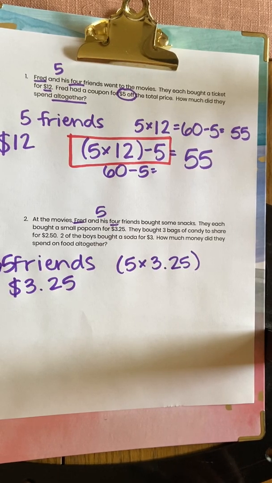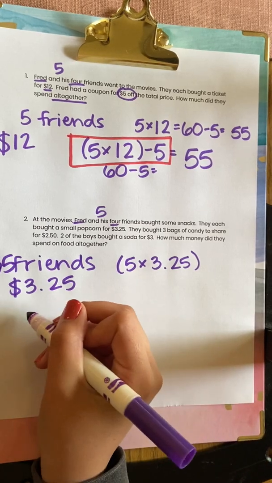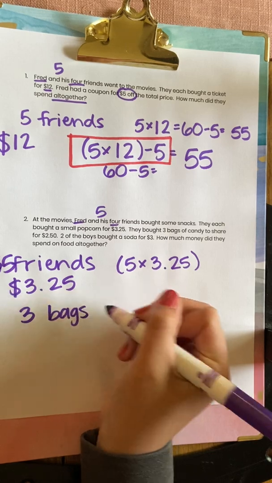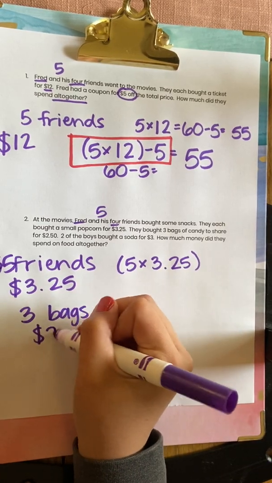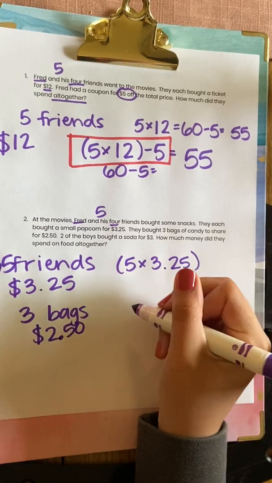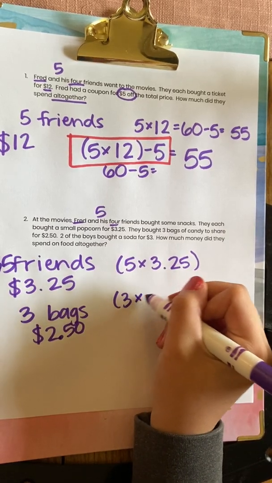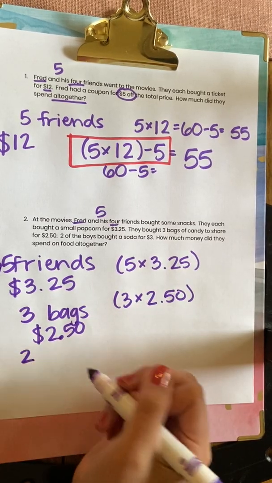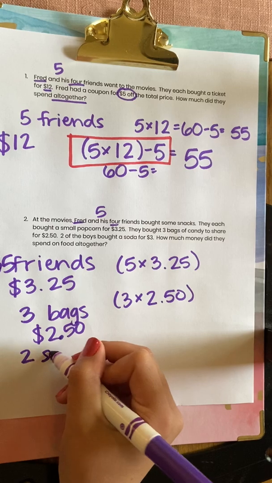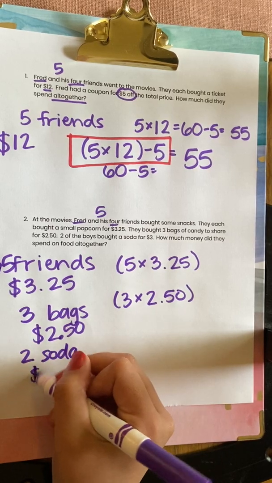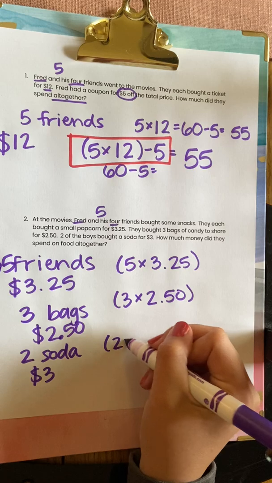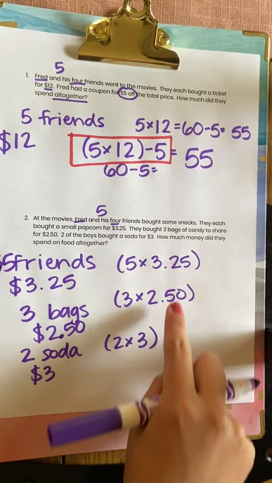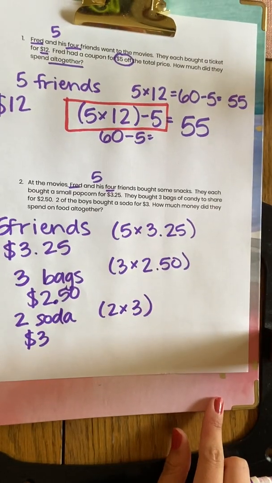So not all 5 of them had their own bag, but they had 3 bags of candy for $2.50. So we can write that as 3 times $2.50. And then 2 boys bought a soda each for $3. So I can write that as 2 times 3. So we want to know what the total of each of these is and write it out kind of like how we did up here.